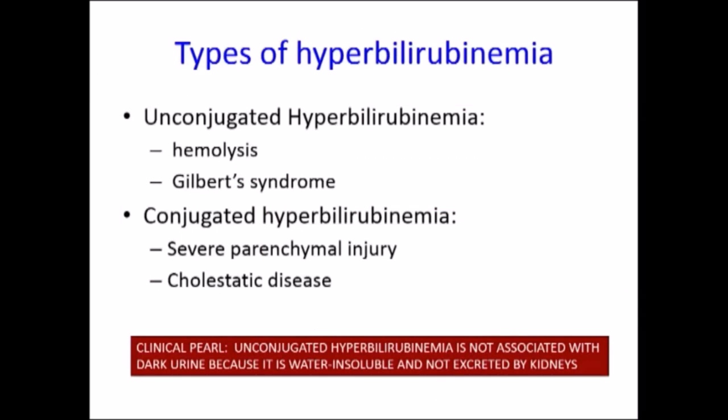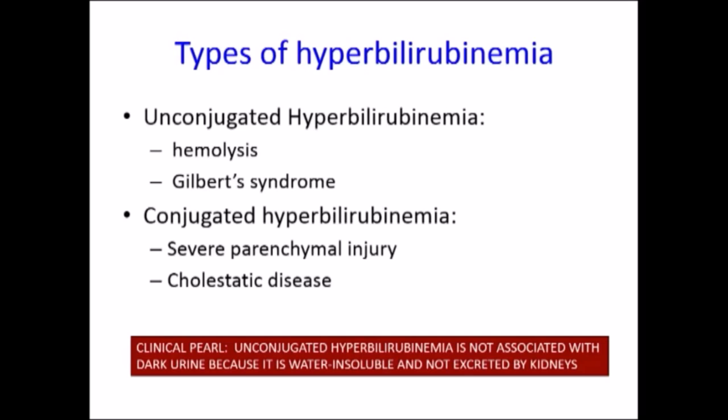So there are two types of hyperbilirubinemia that we see in clinical practice: unconjugated, which is typically due to hemolysis or something called Gilbert syndrome. And then you have conjugated bilirubin, which is due to liver injury, which could be either parenchymal or cholestatic, because regardless of the type of injury, the rate-limiting step is the canalicular secretion, and you accumulate conjugated bilirubin.